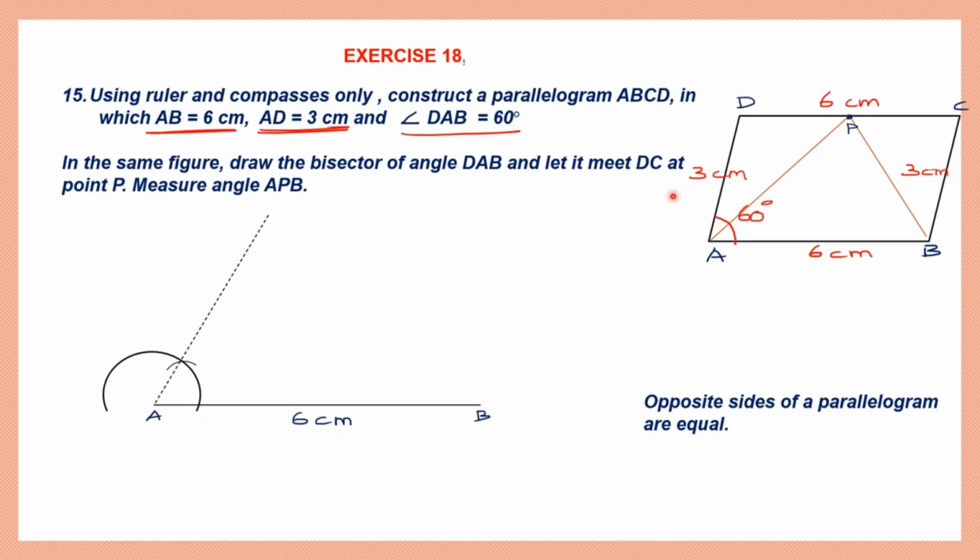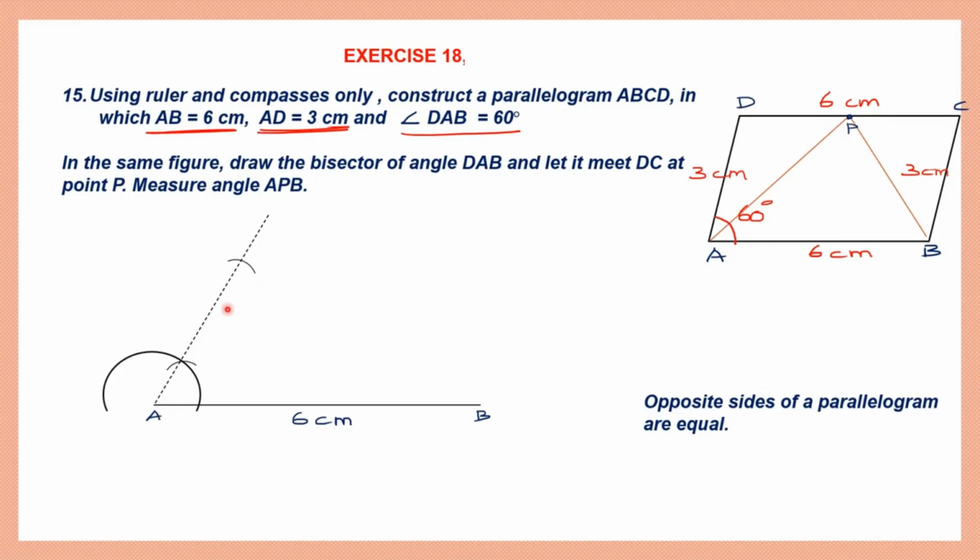Now look at the figure. Let's go back to the figure. Now here we have AD is 3 centimeters. So we can get 3 centimeters on this 60 degree line. So take 3 centimeters on your compass. Place the needle at A and cut an arc on this line. Remember, it is 3 centimeters. So we have cut an arc. So can you see this arc?